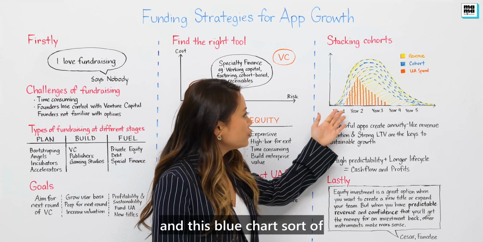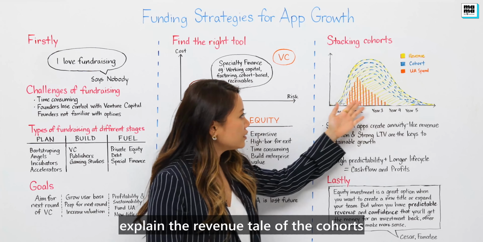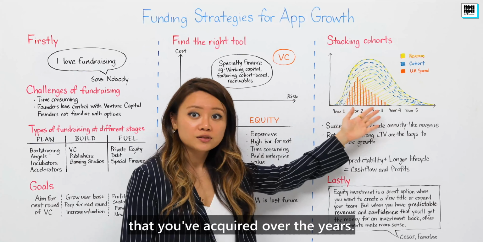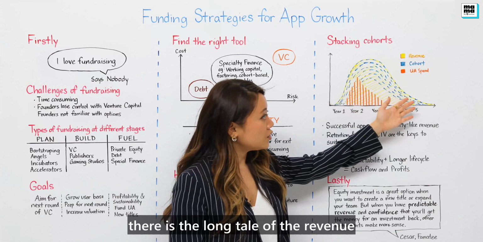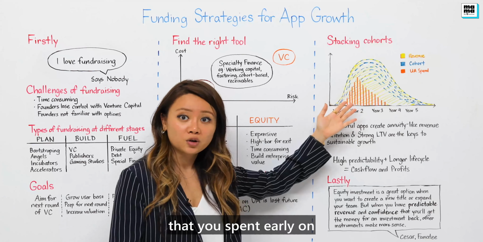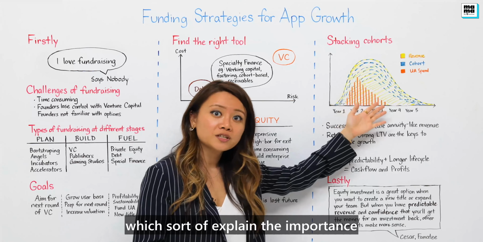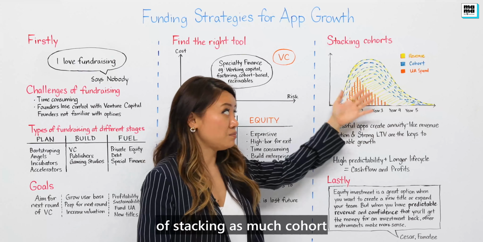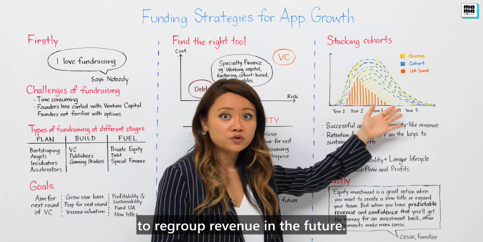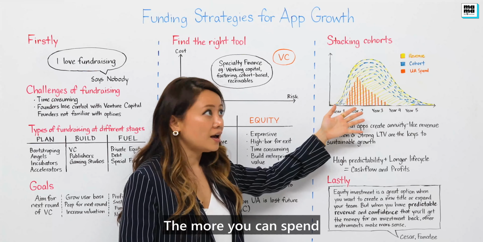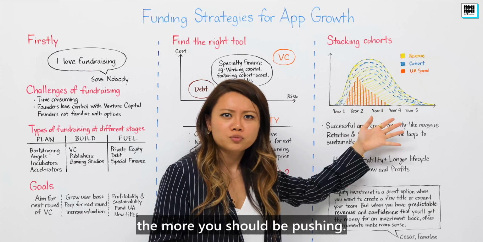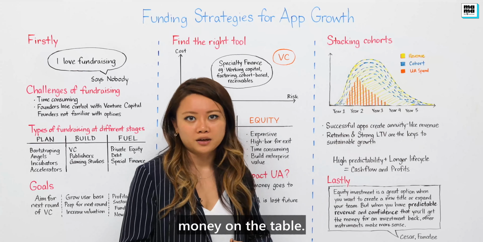And this blue chart explains the revenue tail of the cohorts that you've acquired over the years. And as you can see, there is a long tail of revenue that you generated from the money that you spent early on to acquire these cohorts, which explains the importance of stacking as many cohorts as possible early on in order to secure revenue in the future. The more you can spend at a profitable ROI early on for your future cash flow, the more you should be pushing. Therefore, you don't leave money on the table.